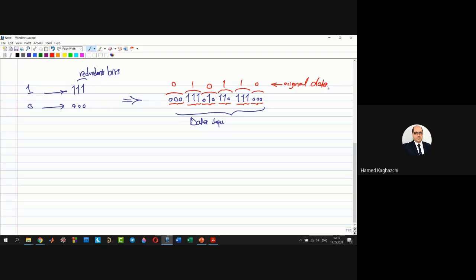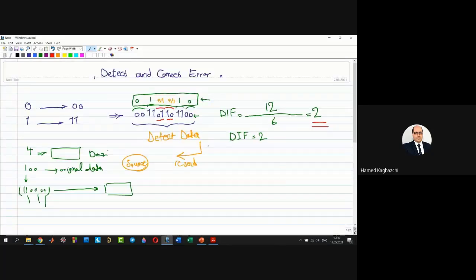What happened here? I could detect and also correct. Now, the diff is equal to 18 divided by 6, which is equal to 3. Look at here. If diff is 3, I could detect and correct. If diff is 2, I can only detect the data.